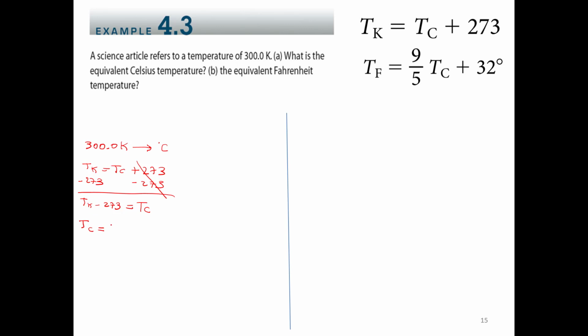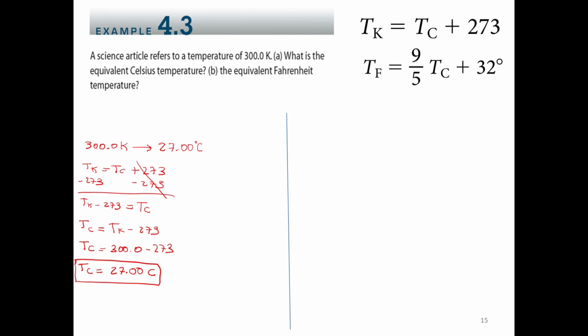Let me write this one. The temperature in Kelvin is 300. And if we want to be careful with the significant digits, this is the answer. In this case, we will say 300.0 Kelvin is 27.00 Celsius.